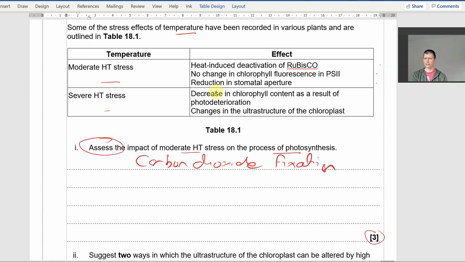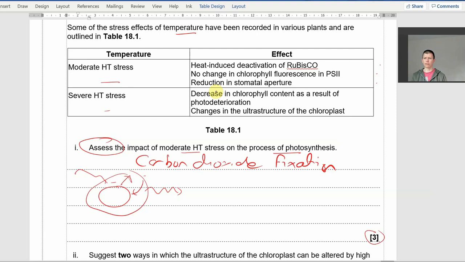That's about putting together your CO2s into a sugar. No change in chlorophyll fluorescence in photosystem 2. So fluorescence is when you've got an atom with an electron in it, and light hits that electron and it jumps up into a higher level shell. And then it will fall back down and give out that energy. In photosynthesis, that energy is not given out as different colour light, it's passed on to chlorophyll A ultimately, and then it can be used to drive proton pumps and so on. So that's what fluorescence is.